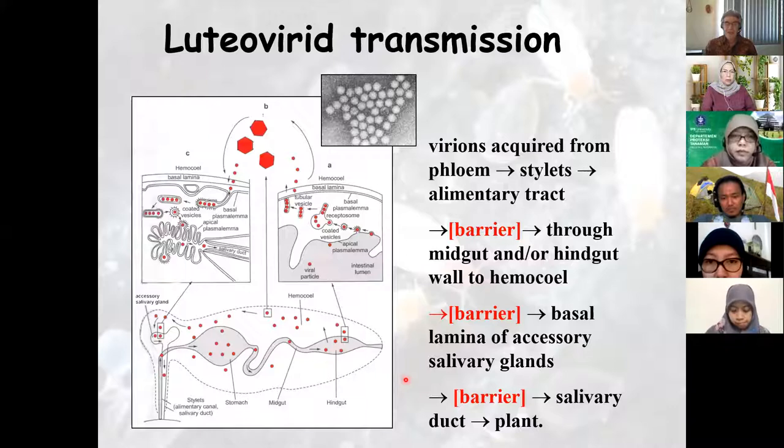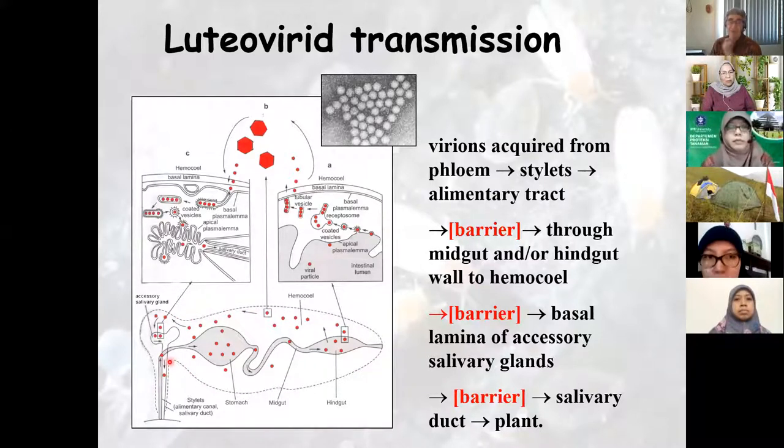And this looks complicated, but we won't go into a lot of detail. This shows how complicated the circulative transmission of a circulative transmitted virus is. This is something like potato leaf roll virus or pepper yellow leaf curl virus to be transmitted in this manner. The insect feeds on a plant.